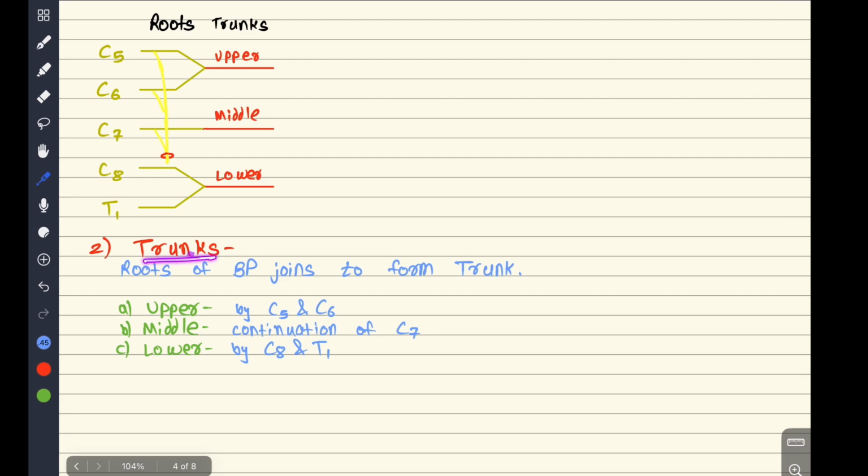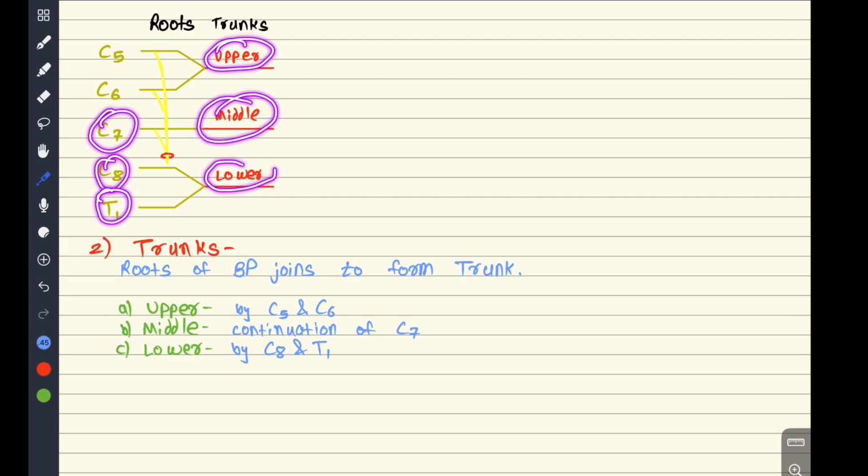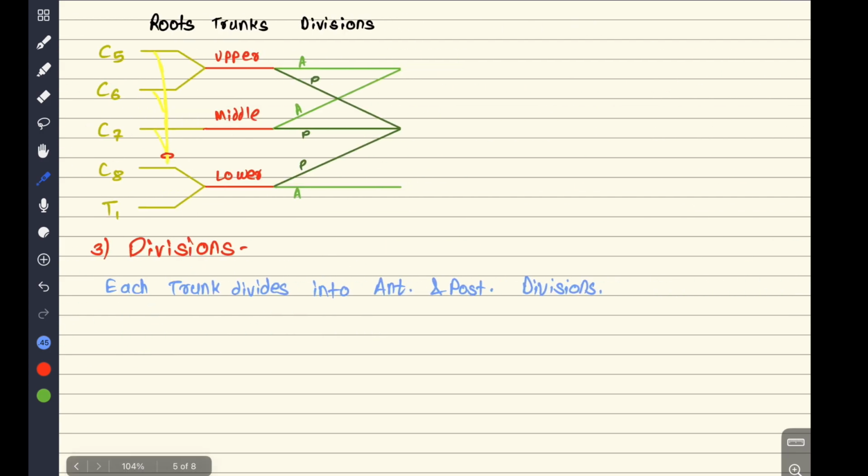Now trunk. Roots of brachial plexus joins to form the trunk. It has 3 trunks, upper, middle and lower. The C5 and C6 spinal nerves joins to form the upper trunk. C7 root of the spinal nerve continues as the middle trunk, and C8 and T1 spinal nerves joins to form the lower trunk.